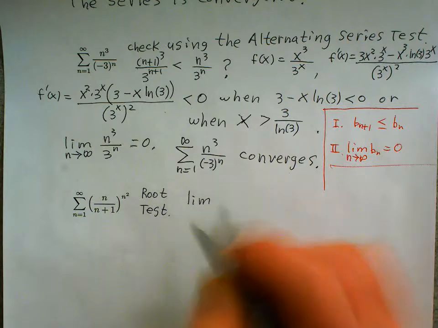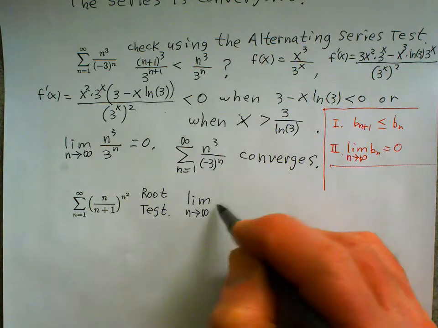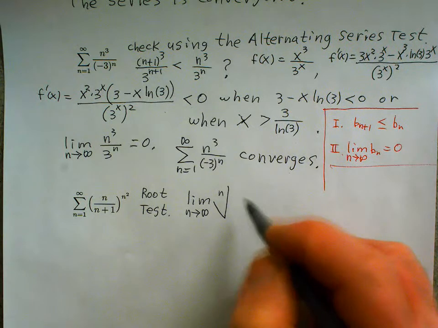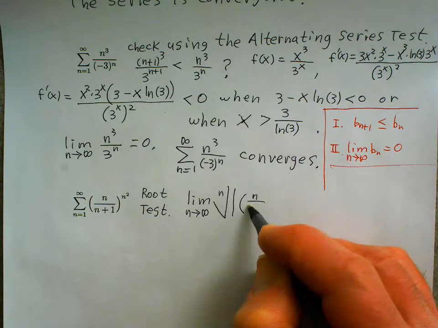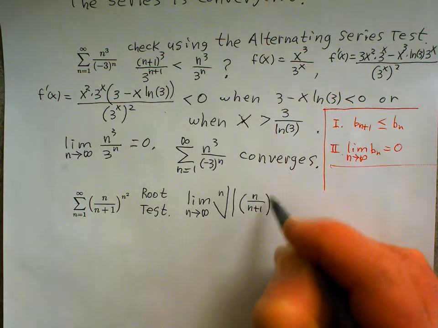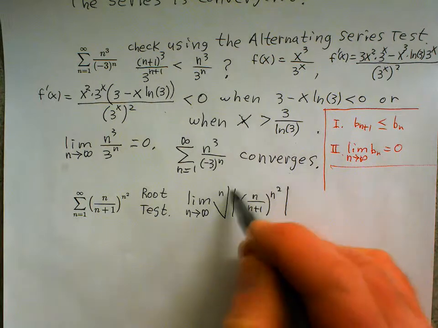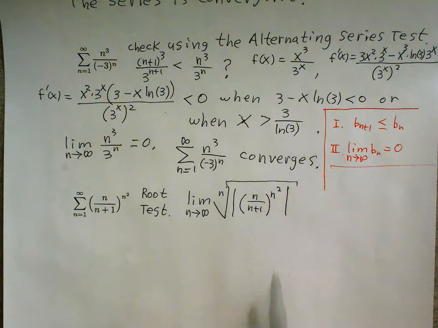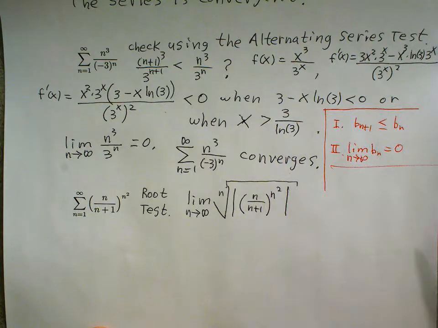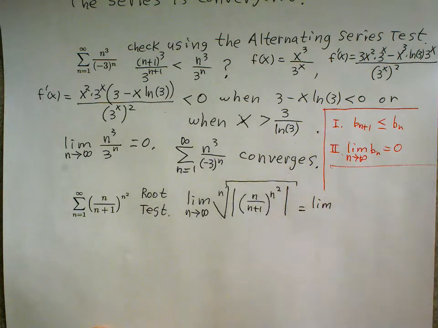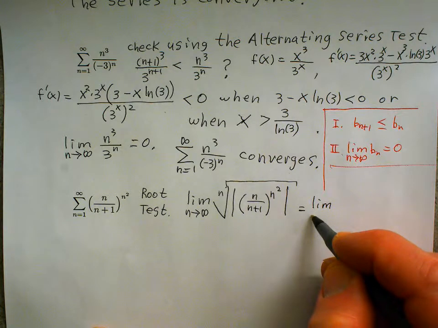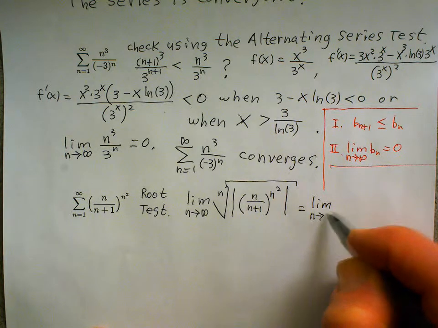The root test: the limit as n approaches infinity of the nth root of the absolute value of n over n plus 1, to the n squared. Once again, we don't need the absolute values because all of the terms are positive. But when we compute the nth root of n over n plus 1 to the n to the second, what does that simplify to?